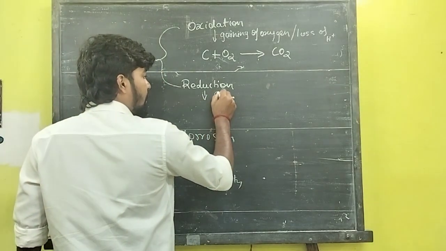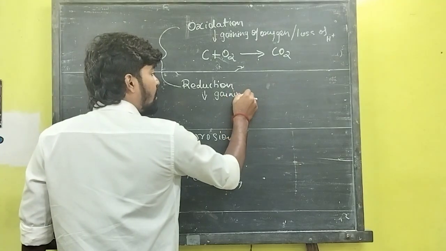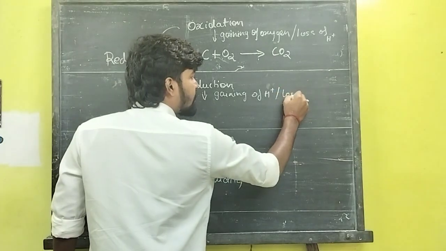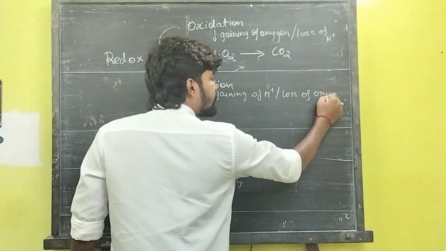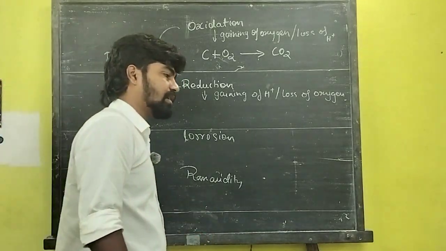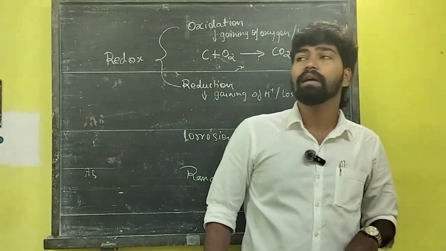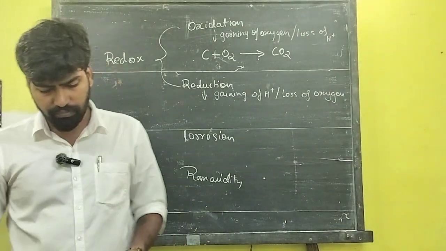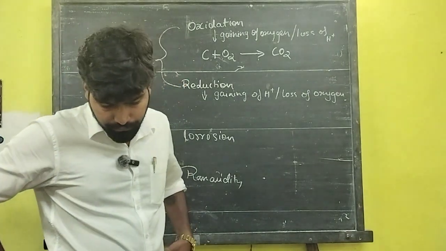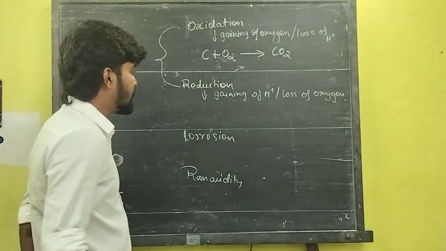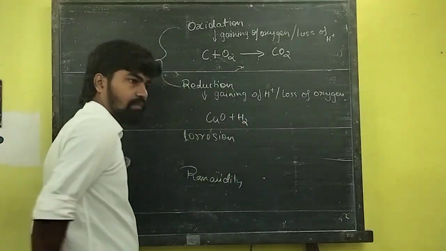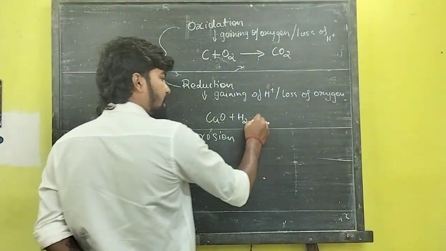Basically here what is gained? Gaining of hydrogen and loss of oxygen, right? So this we call a reduction reaction. What do we call this? A reduction reaction. So take any example where a reduction process is going on. Okay, so I will take CuO plus H2.